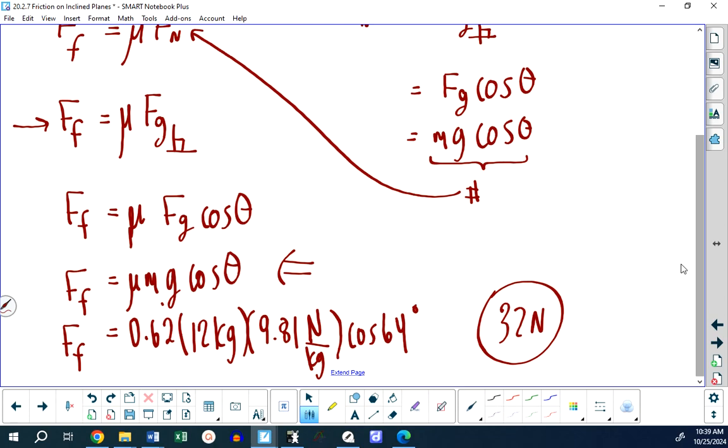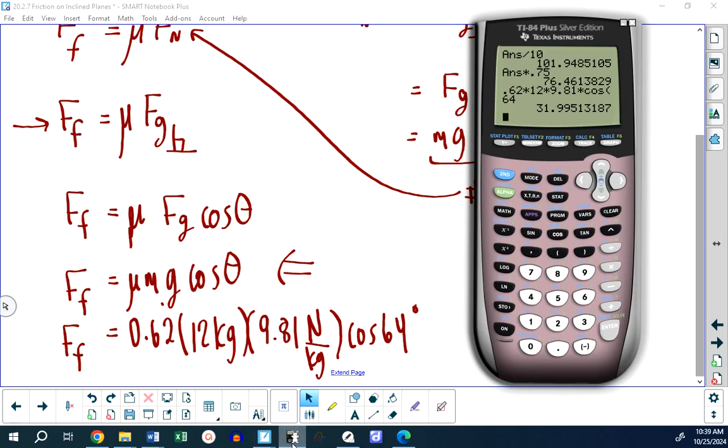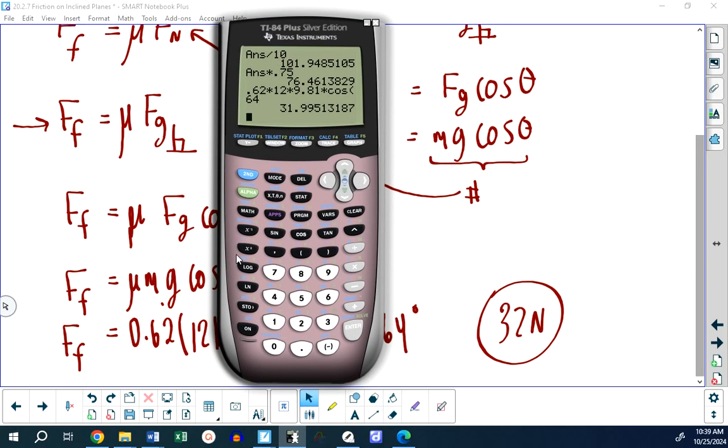By the way, if I ask you to find the parallel component of gravity, which doesn't determine what the force of friction is, it would be 12 times 9.81 times sine of 64, right? The parallel component of gravity is 105 newtons. Will this box accelerate down the ramp? Yes, because that's more than the force of friction. And the net force would be this number minus that 32 newtons. And then you could divide that by the mass because F net equals ma.